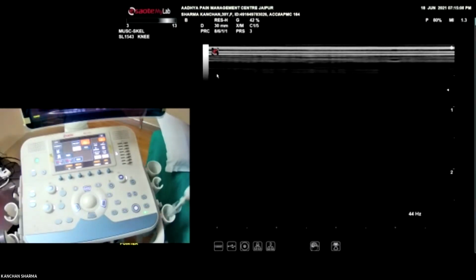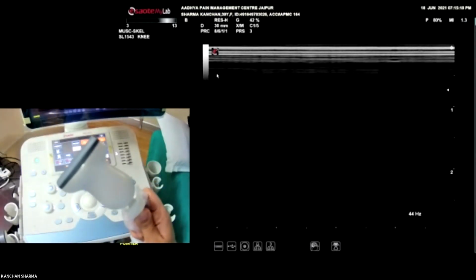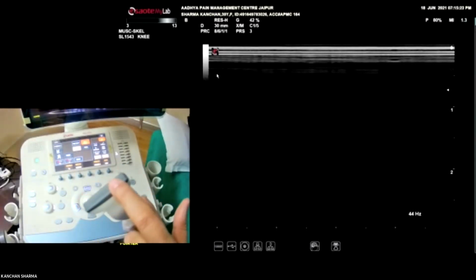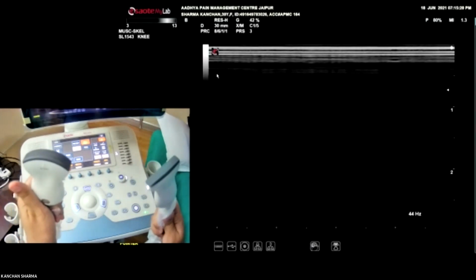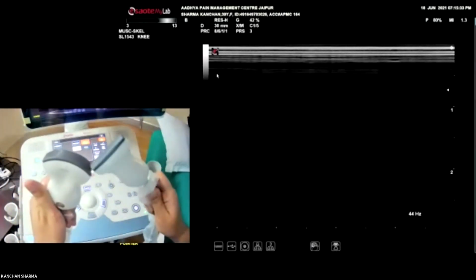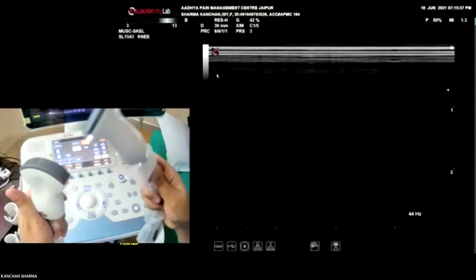Okay, now let us learn about the probe and let us quickly learn about the structures, because sir also needs to take this class, I think. Okay, so this is our linear probe. Why am I saying it's a linear probe? Because this footprint is just like a line. And this is the curvilinear probe. Why am I saying curvilinear? Because the footprint is curved. So that is the curvilinear probe, and this is the linear probe.